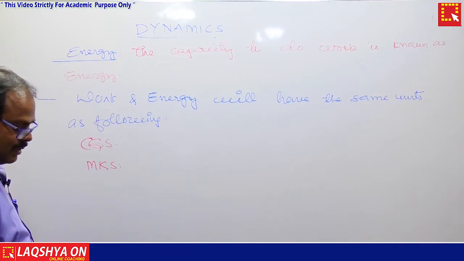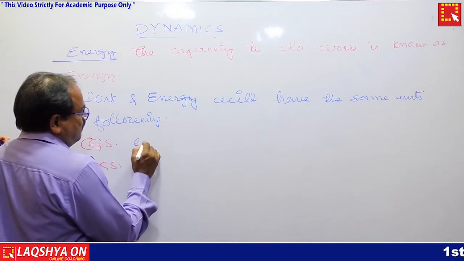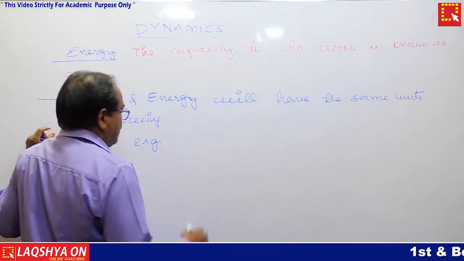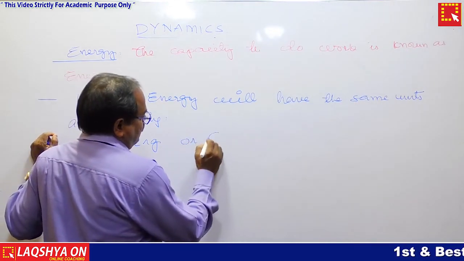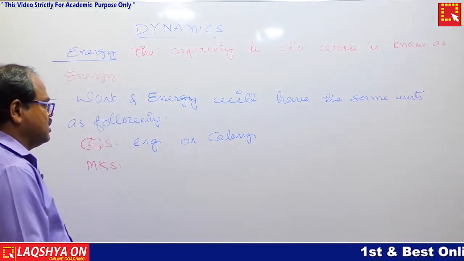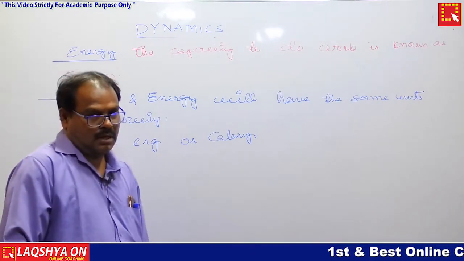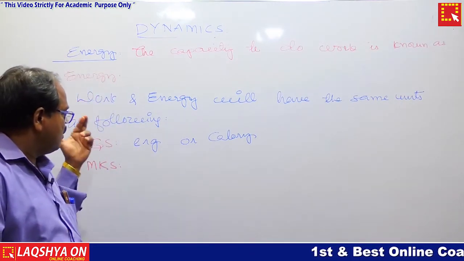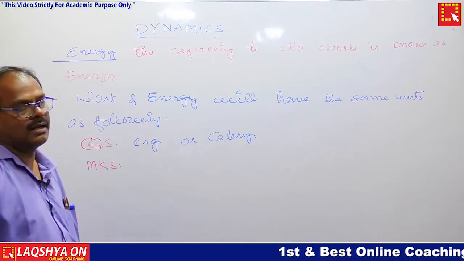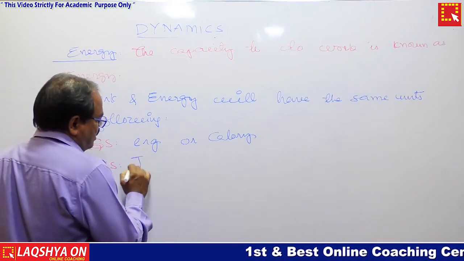In the CGS system, work or energy can be measured in erg. Also, it can be measured in calorie. The CGS unit of work is erg, or otherwise calorie. The CGS unit of energy is erg, or calorie. Work and energy have the same units. And in the MKS system, it can be measured in joule.